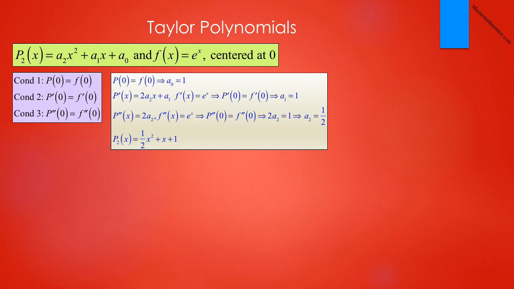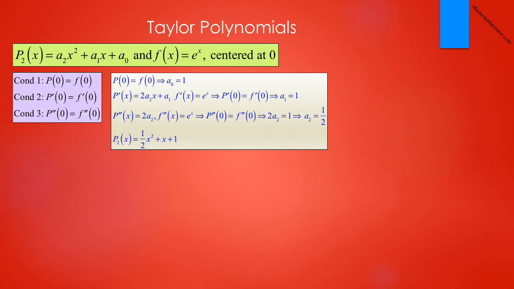For condition 2, p prime of x is equal to 2a2x plus a1, and f prime of x is still equal to e to the x. So p prime of 0 has to equal f prime of 0, and that means a1 is equal to 1. The third condition, p double prime of x, is equal to 2a2. F double prime of x is equal to e to the x. You can see why I've used this function, as the derivative will always be e to the x.